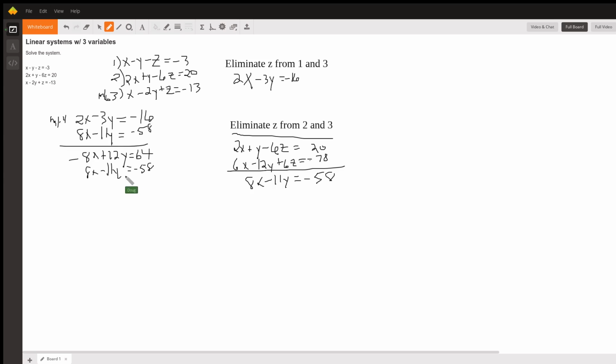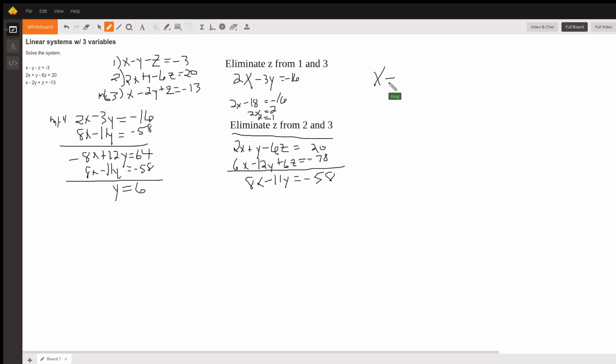And why did I do that? Multiply by the negative 4 so that when I add these together, the x's will disappear. Negative 8x plus 8x is 0. This becomes a y. This becomes a 6. So y is 6. How can I find out one of the other letters? Well, I can put 6 in for y, like right here. And I've got 2x minus 18 equals negative 16. 2x equals 2. x equals 1.